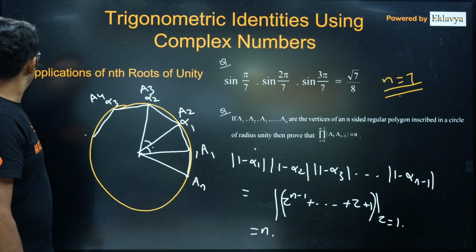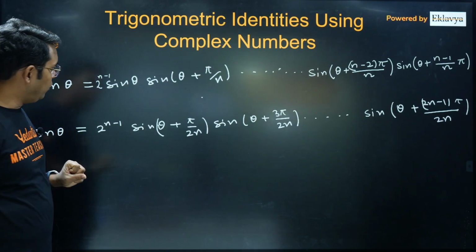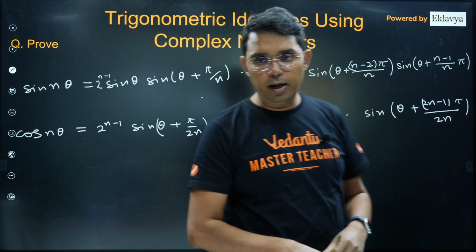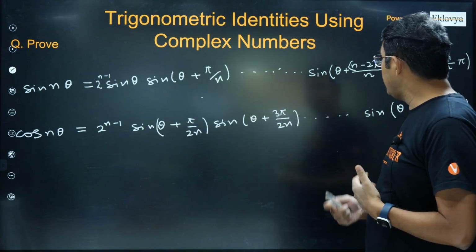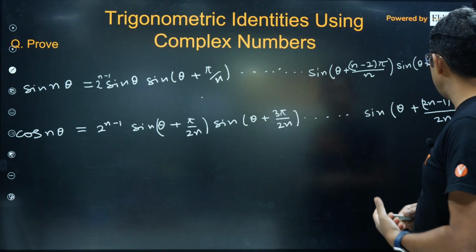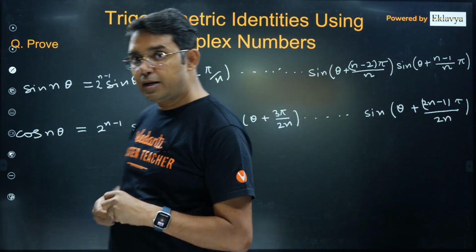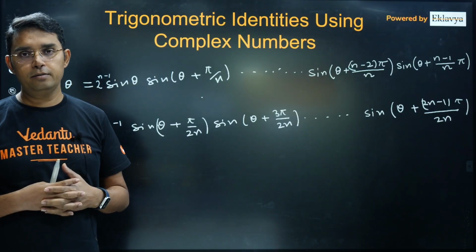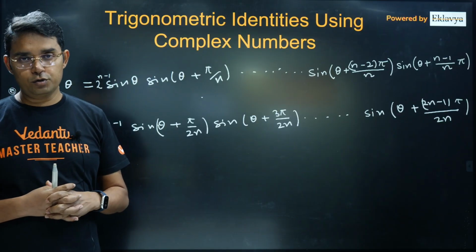Okay, a few more things. In fact, I think 2 or 3 things I am having for this session. So we have to prove the sine n theta formula in terms of sine theta, sine theta plus pi by n, sine theta plus 2 pi by n, and so on. You might not have seen this thing before, but let me tell you, this can also be done with the help of complex numbers. Very easy. I'll show you how it is done. Similarly for cos n theta also.